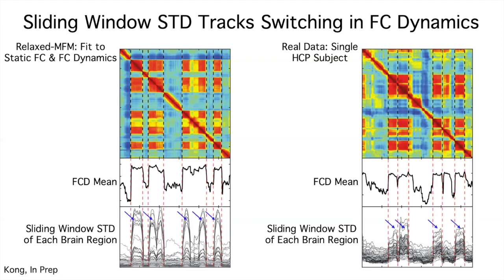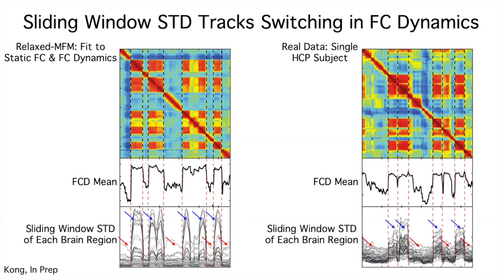So more specifically, during these periods of high signal amplitude, functional connectivity patterns are stable over a long period of time. On the other hand, during periods of low signal amplitude, functional connectivity patterns are unstable. So this suggests that our prediction is working out quite well.